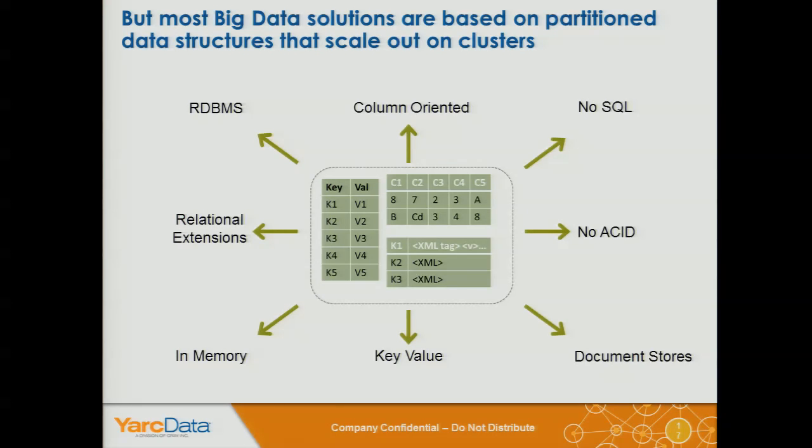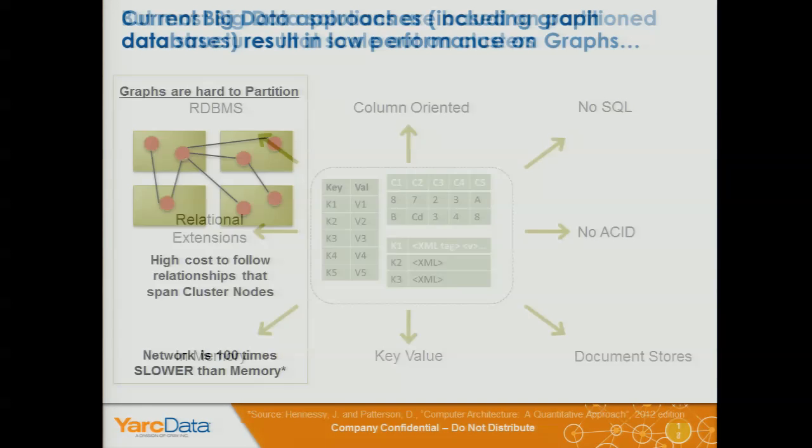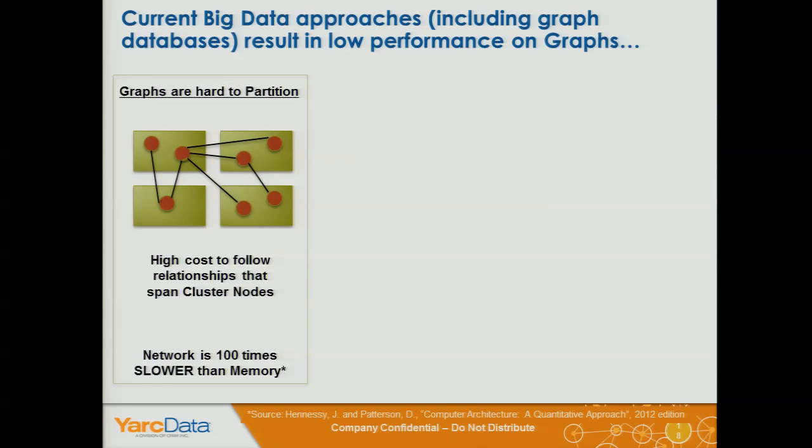So there are many other approaches to big data, but unfortunately they do not scale very well. Basically, there's all the Hadoop-style things, NoSQL, column-oriented, document stores, key-value stores. There are some in-memory relational databases out there. I think there's a new in-memory column store that was just announced last week. But basically, none of these scale well on complex graph-oriented queries. And this is why.